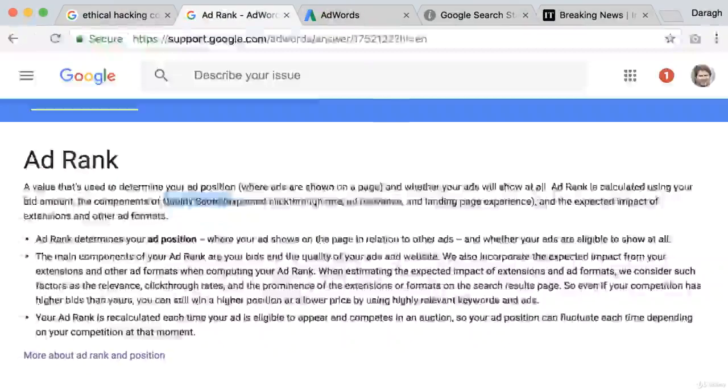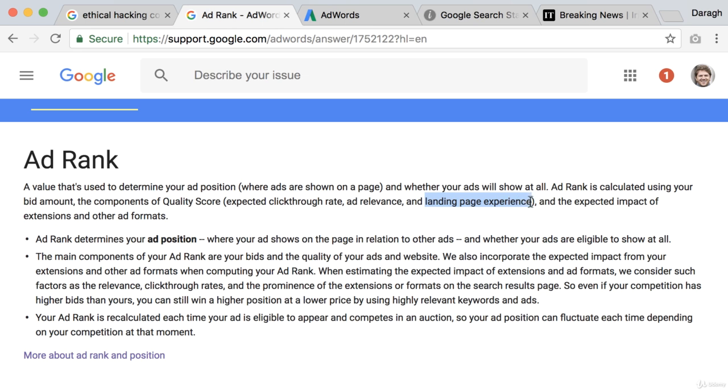And the quality score, if we look it up here, is the expected click-through rate, the ad relevance, and the landing page experience. So it's a combination of these factors that make up the quality score. So if you want to reduce the cost of your advertisements and get to the top spot with a lower bid, then what you can do is improve your quality score. And the way that you do that is firstly by increasing your expected click-through rate. Now that is based on historical data.